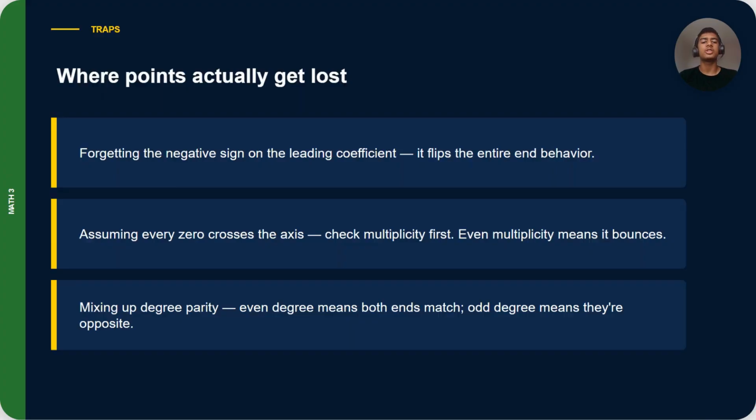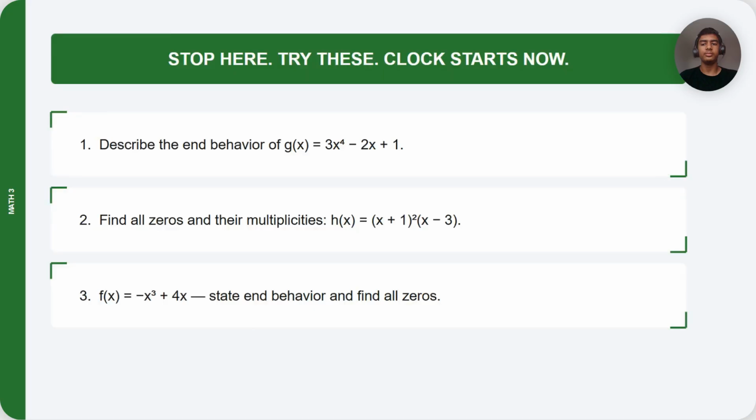3 traps. I see all 3 constantly. 1. Forgetting the negative sign on the leading coefficient. That single sign flips the entire end behavior, and it's an easy thing to skim past. 2. Assuming every zero crosses the x-axis. It doesn't. Check the multiplicity first. Even multiplicity means the graph touches and bounces back instead of crossing. 3. Mixing up which parity does what. Even degree means both ends do the same thing. Odd degree means the ends are opposite. Say it out loud if you have to. It's an easy swap to make under time pressure.